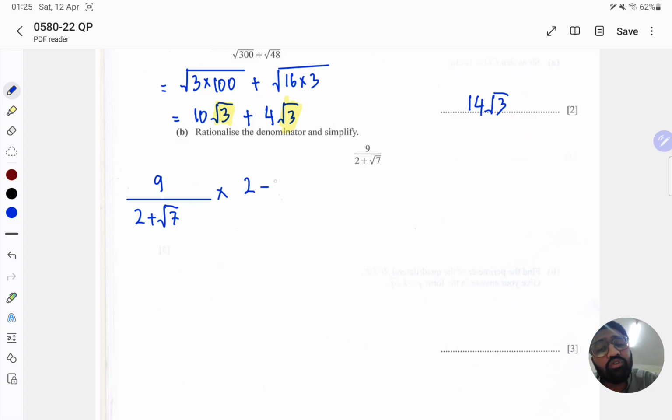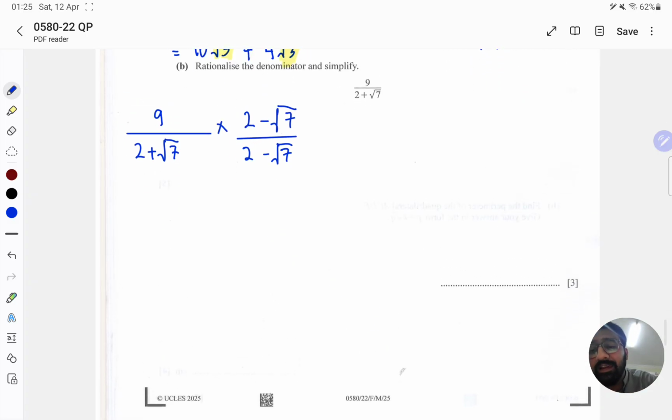So it will be 2 minus square root of 7 divided by 2 minus square root of 7. You will multiply as well as divide. I'll tell you the reason as well, why you multiply and why you divide by that. These are the rules for multiplication of fractions only. You'll multiply the numerator with numerator, and you are going to multiply the denominator with denominator.